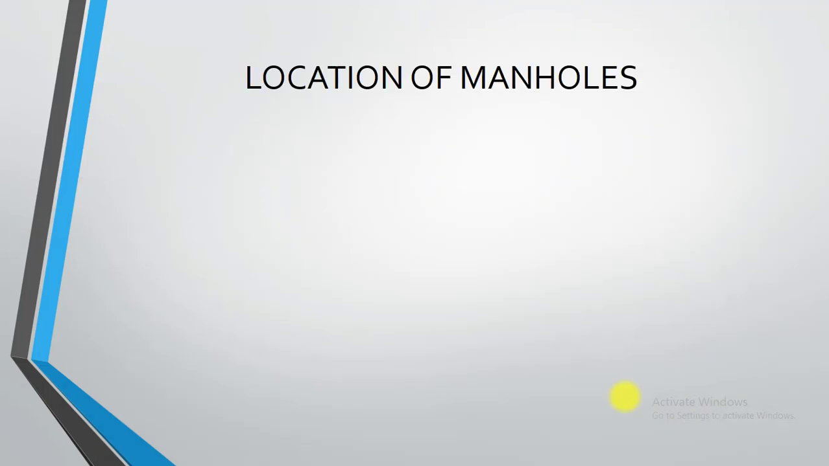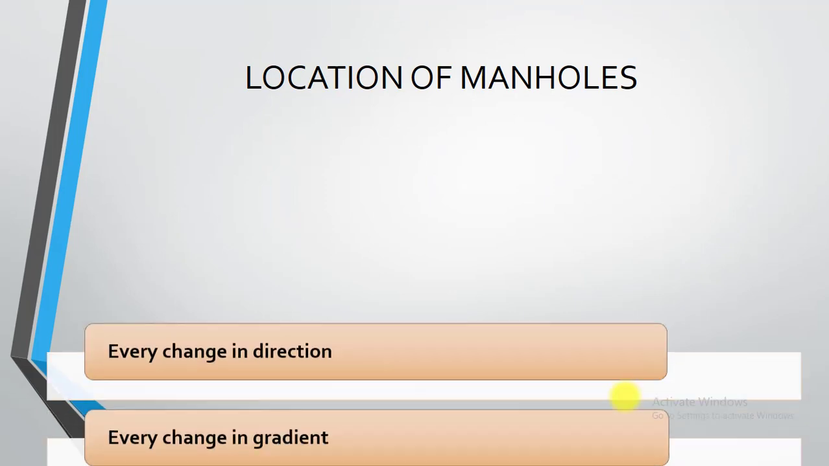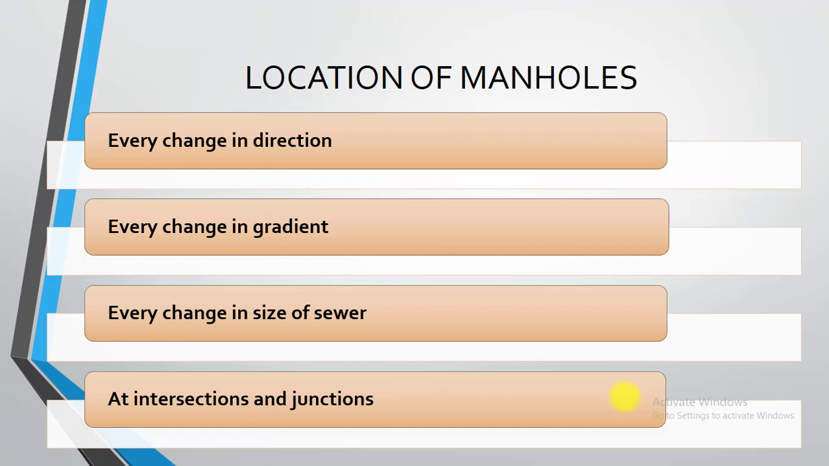So let's have a look. Where do we place the manholes, basically? Here we have the 4 main locations of manholes: at every change in direction, at every change in gradient, at every change in the size of the sewer, and finally at intersections and junctions. So let's discuss them one by one.